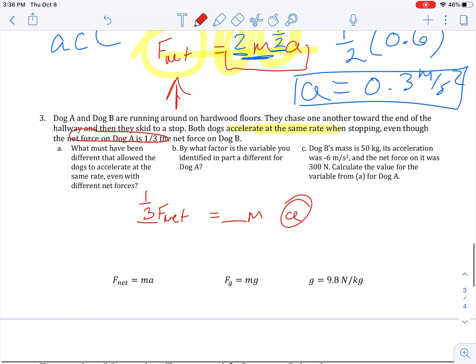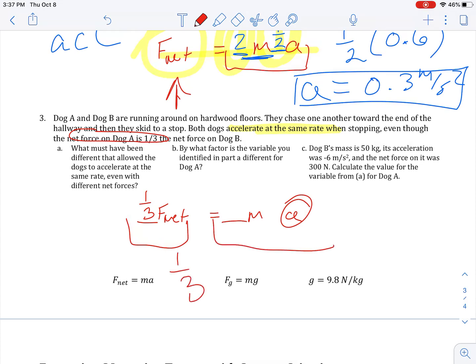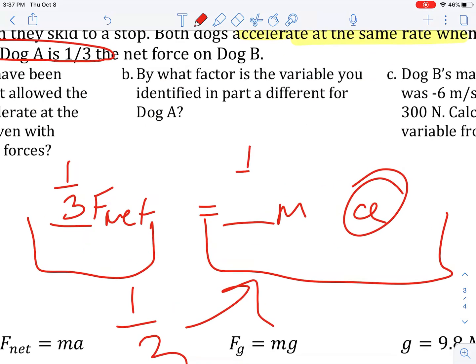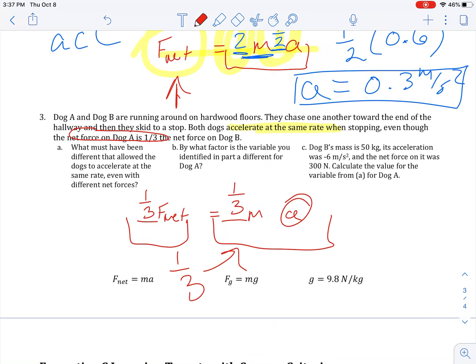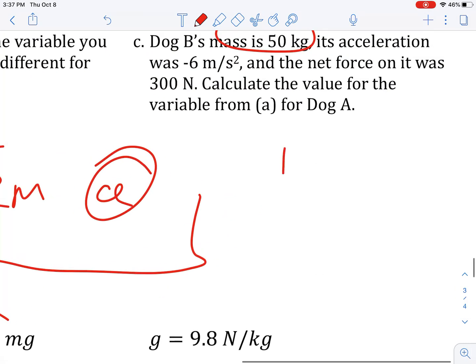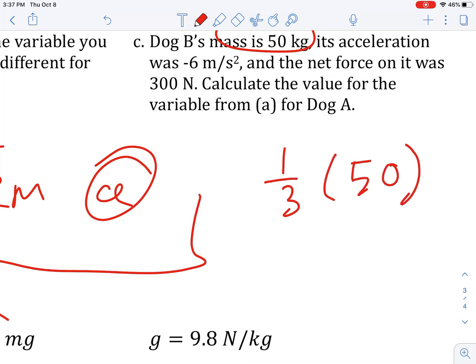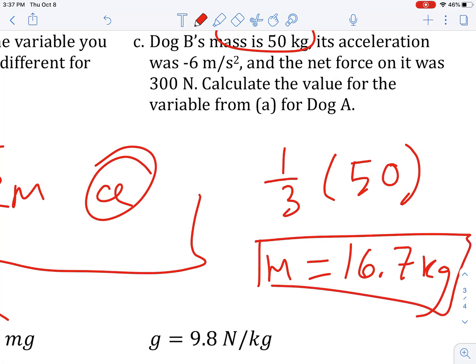And we want to balance both sides. So this side changed by 1/3, so we need this side to also change by 1/3. Since acceleration is constant, the only way we can make the other side change by 1/3 is if the mass changes by 1/3. So what's the other thing that changed? The mass, and it changed by 1/3. So we've got to find the mass in here, right there. Dog's mass is 50 kilograms, so we're going to do 1/3 of 50. 1/3 of 50 is 16.7, so the new mass is 16.7 kilograms. And there you go.